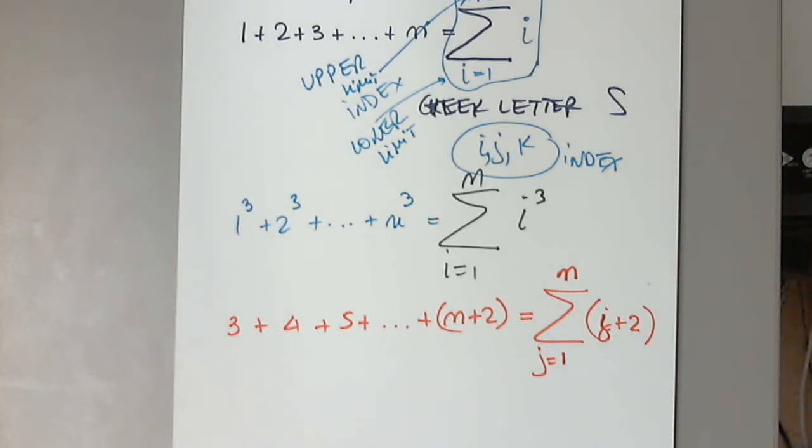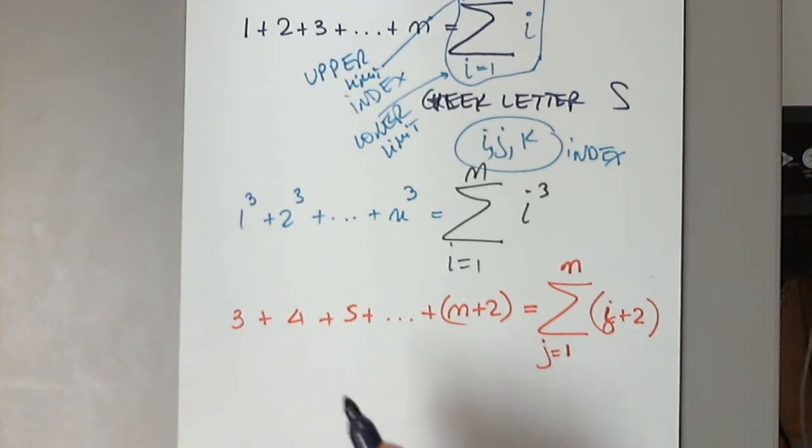When J is 1, I have 3 plus. When J is 2, I have 4 plus. When J is 3, I have 5 plus. When J is N, I have N plus 2. And we can continue forever. There are so many different examples, right?